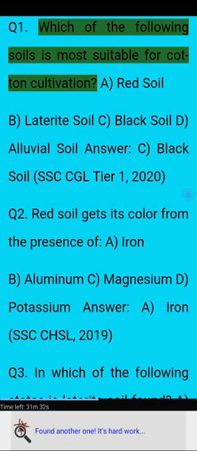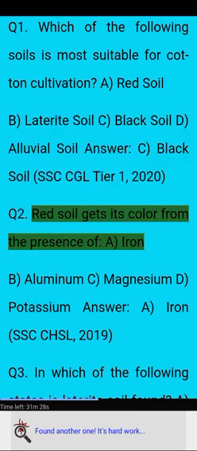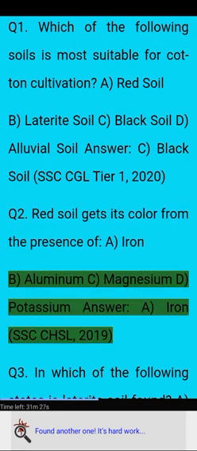Q1. Which of the following soils is most suitable for cotton cultivation? A. Red soil. B. Laterite soil. C. Black soil. D. Alluvial soil. Answer: C. Black soil. SSC CGL Tier 1, 2020. Q2. Red soil gets its color from the presence of A. Iron. B. Aluminum. C. Magnesium. D. Potassium. Answer: A. Iron.